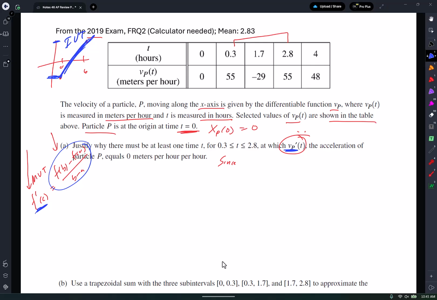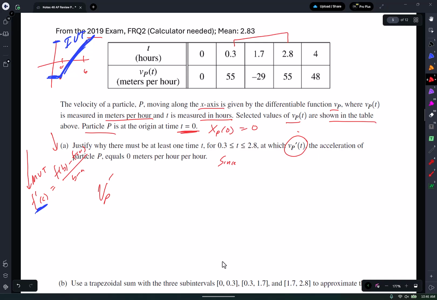V prime? The prime's on the velocity. Yeah, because the derivative of velocity is acceleration. They probably put it because they want you to, it's a big hint to this.